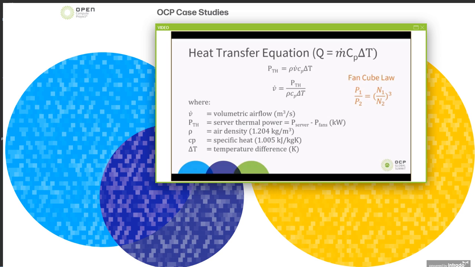And this is significant because if you think of the facility fans in the fan cube law, halving the volumetric airflow needed by the servers will lead to halving of the fan speed of the facility fans, which then leads to 1/8 of the fan power being consumed.